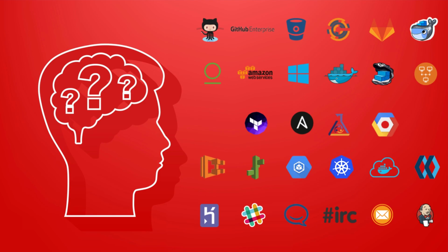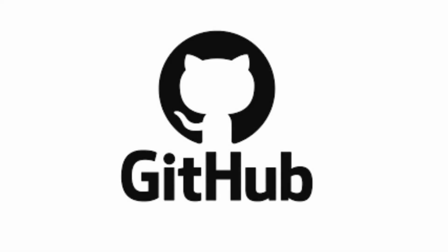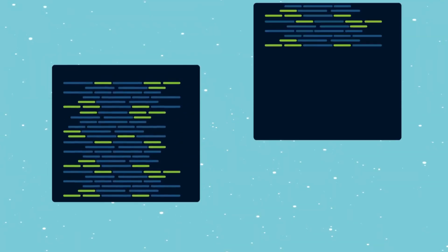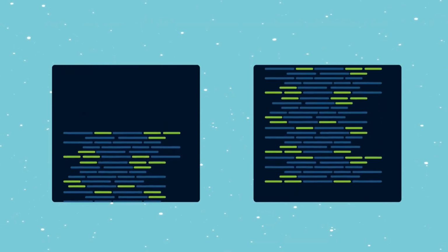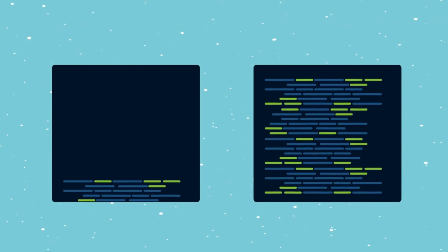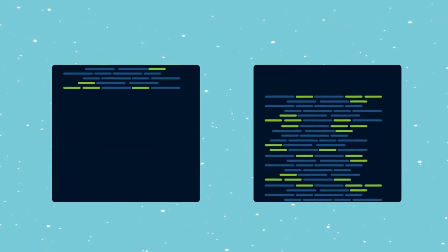Tool number 1, GitHub. GitHub functions as a central collaborative hub for DevOps engineers, serving as the meeting point for both the developers and the operations team. This is where they unite to oversee and maintain their code, as well as manage its versions.